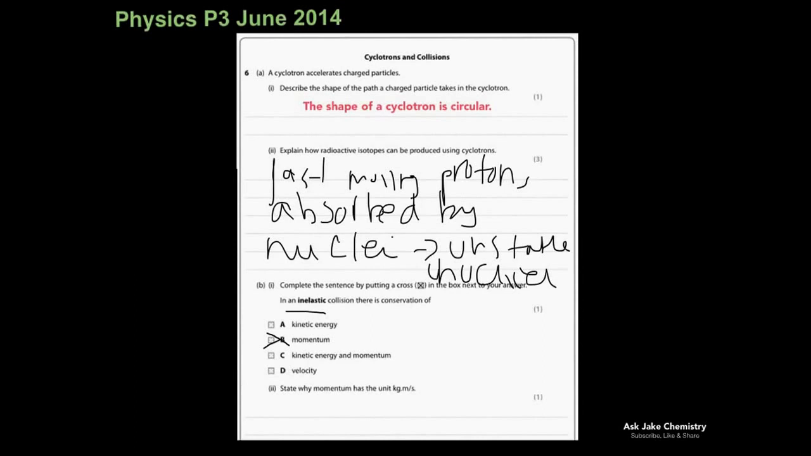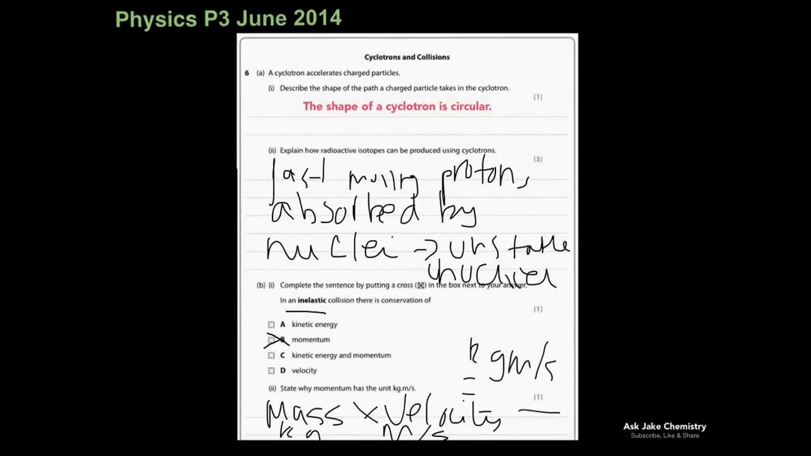State why momentum has the unit of kilograms meter per second. Now think about what momentum is and what the equation for momentum is. You have to recall this to get a mark. So think about it: momentum equals mass times velocity. The mass is in kilograms, and velocity is measured in meters per second. So kilograms times meters per second gives kilogram meters per second, and you get 1 mark.